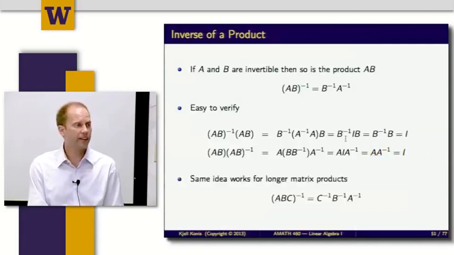And you can do exactly the same thing for longer products as well. So if I have (ABC) inverse, I just reverse the order of the product, so that becomes C inverse B inverse A inverse. If you wanted to prove that that's true, you would just put an ABC over here, and then it's going to collapse 3 times rather than just 2 times. But what you're left with is the identity matrix.